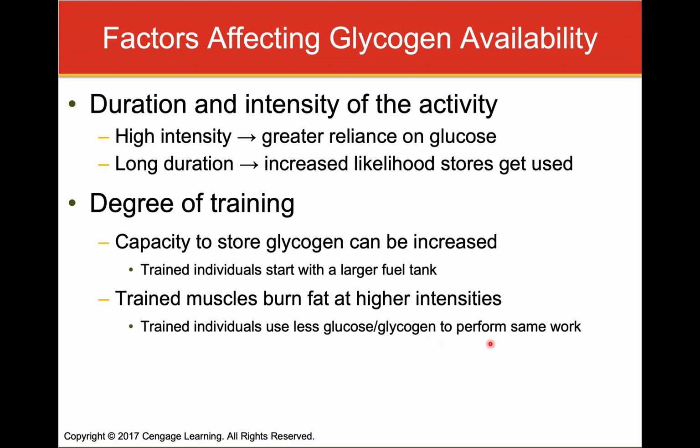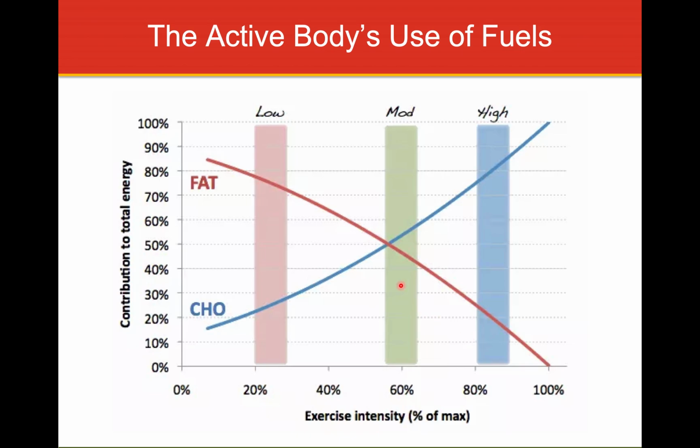And to really exemplify that, we can just go back to this. And what we're saying is that if somebody is trained, right, they're very physically fit, we can basically push this crosshair, or this whole graph to the right. So they're actually using fat at higher intensities, and as a result, they're conserving carbohydrate.